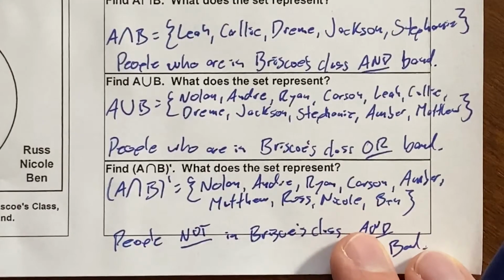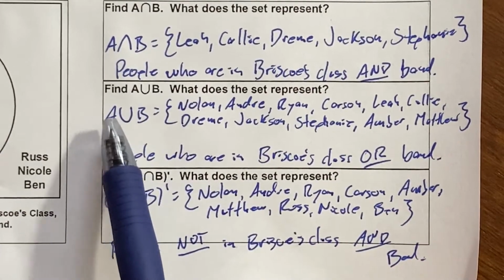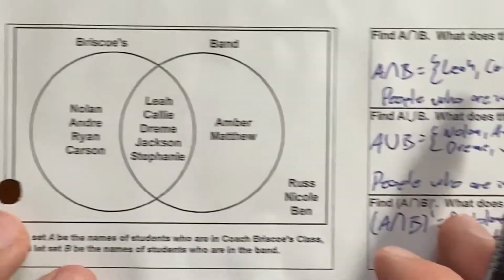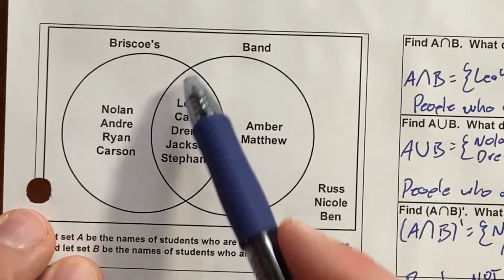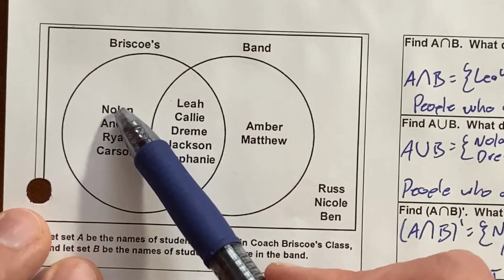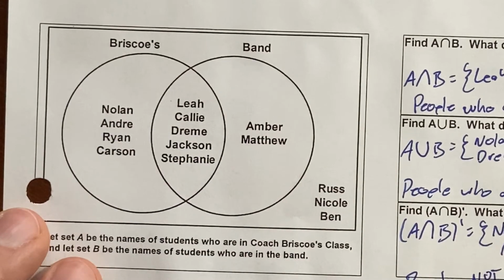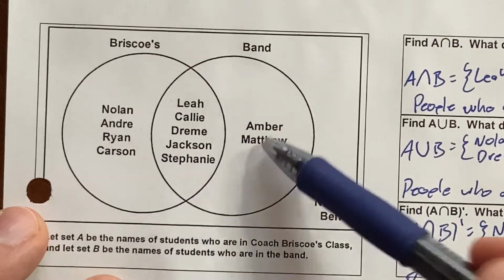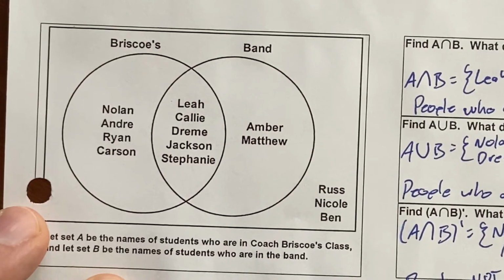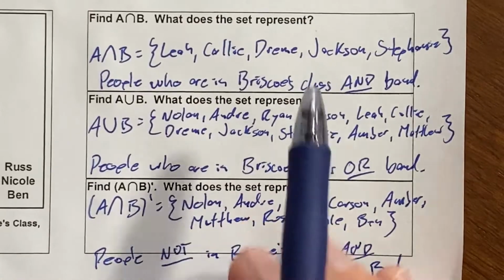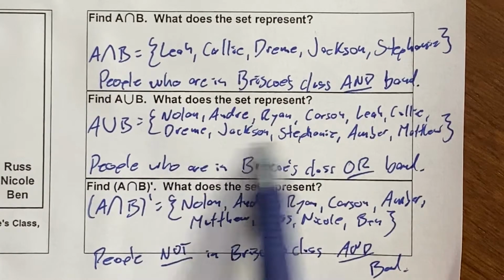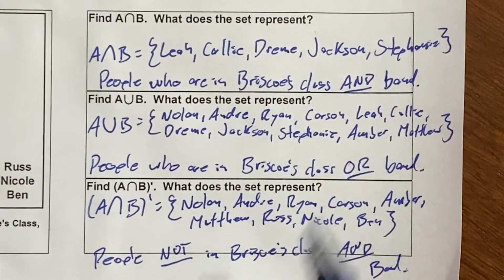The next one, A union B, A or B. That would be everybody in these two circles. If you asked Nolan, hey, Nolan, are you in Briscoe or band? Yeah, I'm in Briscoe's class. Leah, are you in Briscoe or band? Yeah, I'm in both of them. Amber, are you in Briscoe or band? Yeah, I'm in band. So that's everyone you wrote in this second one, all those people who are in Briscoe's class or band.